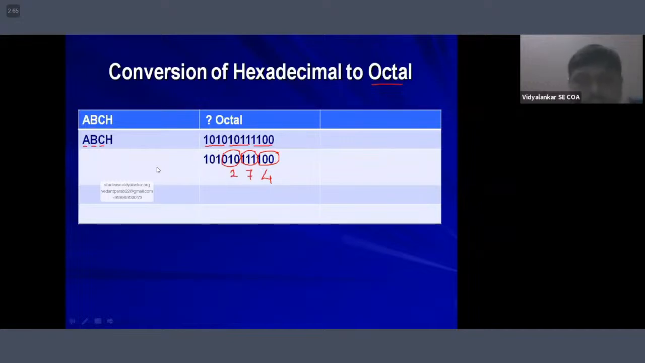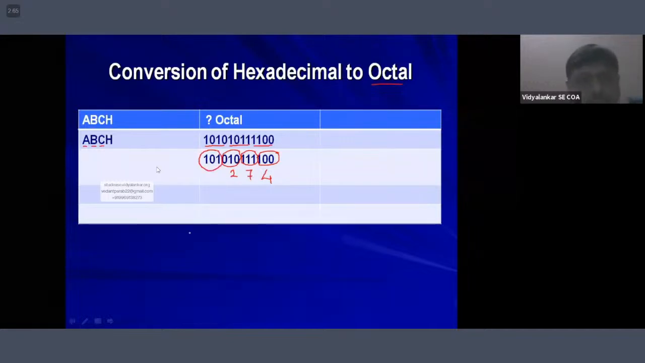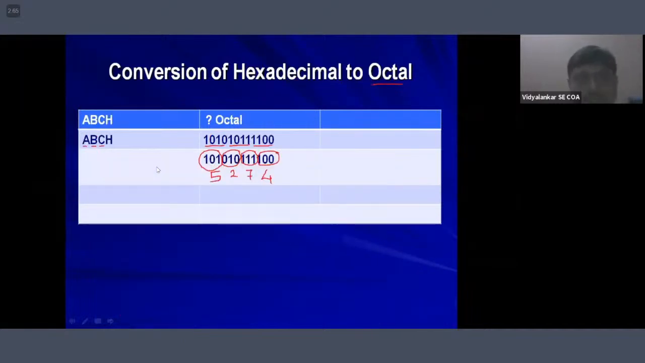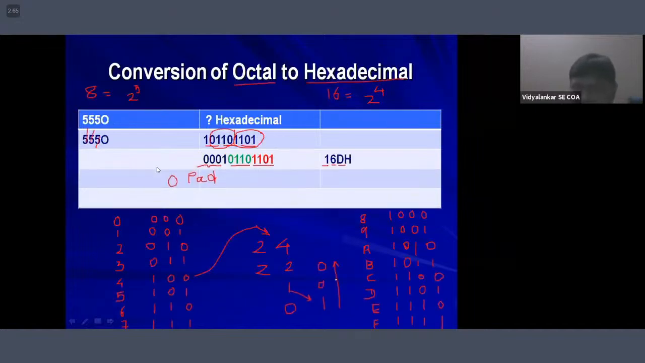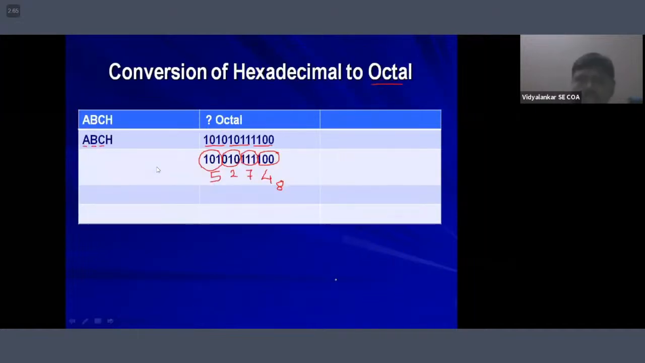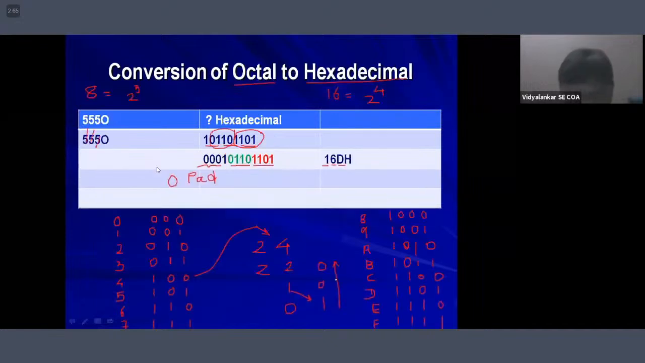And what is the last group? The last group is 101. What is 101? 101 is 5. So we write 5 here. Now my hexadecimal number is directly converted to octal. 5274 is the value in octal, and we have done direct conversion. If you understand one conversion, octal to hexadecimal, you will definitely understand the opposite conversion, hexadecimal to octal. Only the grouping and the number of bits you have to remember, nothing else. And of course this table.